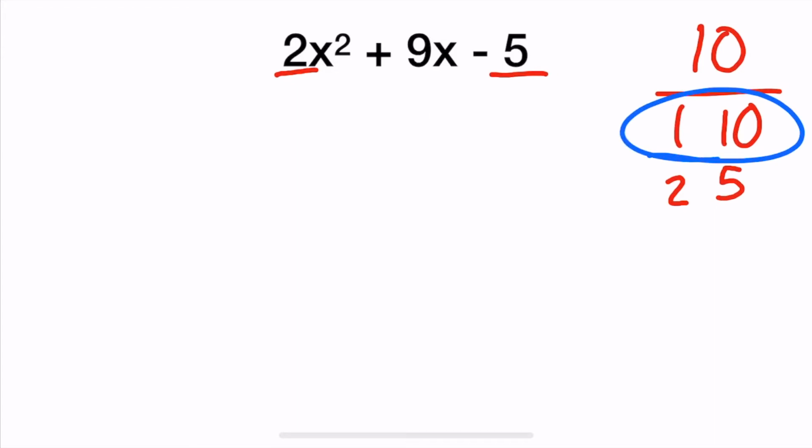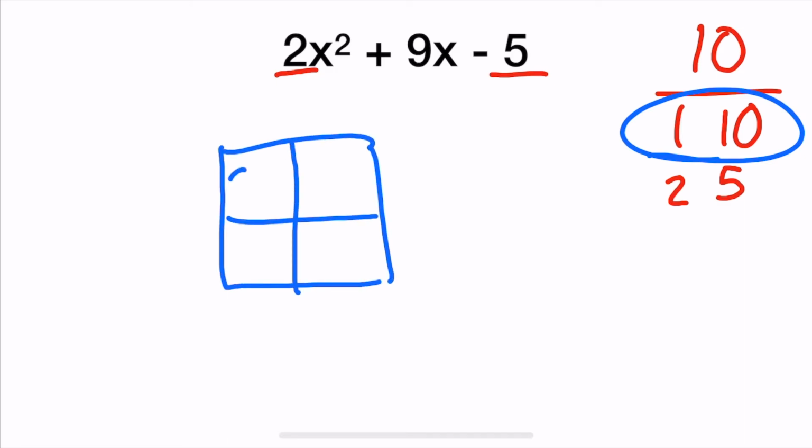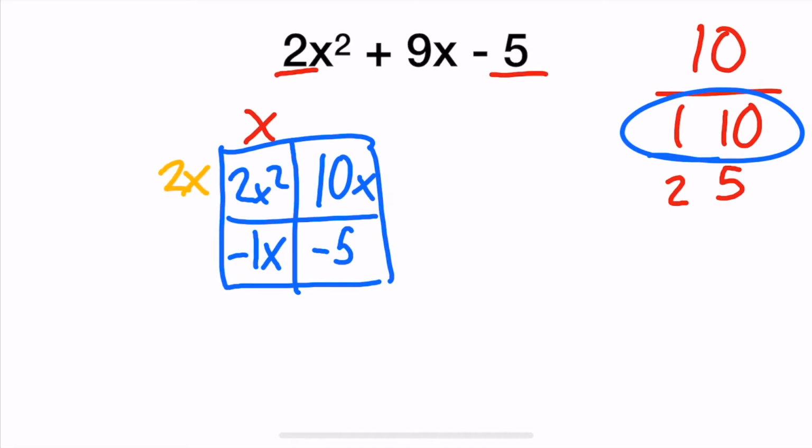So in this case, we need to create our box. 2x squared, negative 5, 10x, minus 1x. Now you don't actually have to write the 1, but it can be helpful whenever you're trying to think of things. So let's see. The greatest common factor between 2x squared and negative 1x is just x, whereas our greatest common factor between 2x squared and 10x is going to end up being 2x.